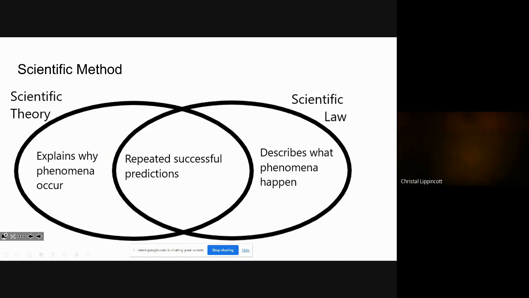So, for example, if I lift this up and I let go, what's going to happen? It's going to fall. Universal gravitation law. We can see that happening. We have something that describes it, and we can observe it. So that is kind of the difference between a theory and a law.